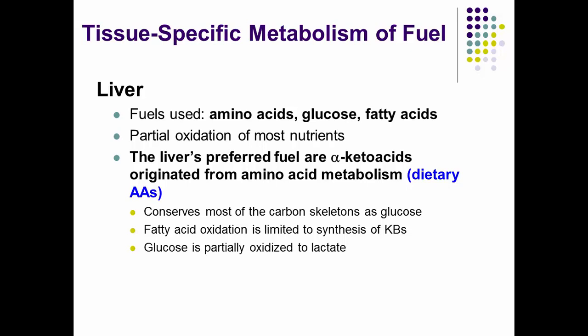So again, a couple of things that are specific for the liver. First, the primary energy fuel for the liver is the amino acids, alpha-ketoglutarate, alpha keto acid, right? And the second thing is that the liver partially oxidizes all the energy fuels, and the reason is for gluconeogenesis and for ketone body synthesis, right? The partially oxidized glucose and partially oxidized fatty acids.